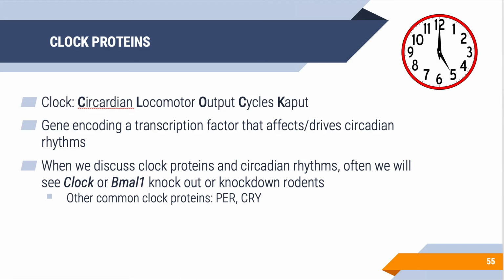When we talk about circadian rhythms, we talk about clock proteins. So what a clock protein is: CLOCK, circadian locomotor output cycles kaput. It's an acronym. And what they are is genes encoding transcription factors that drive circadian rhythms. So when we discuss clock proteins and circadian rhythms, we'll often see CLOCK or BMAL1 knockout or knockdown rodents as a tool to study them. If you look into this yourselves, you might also see PER and CRY as other clock proteins that are manipulated.